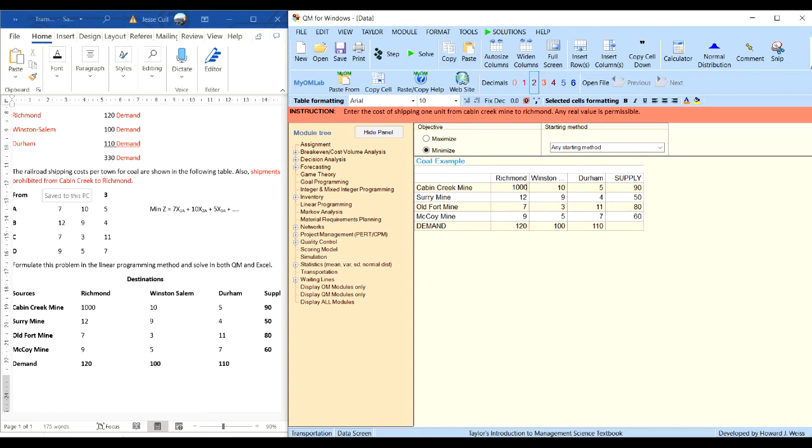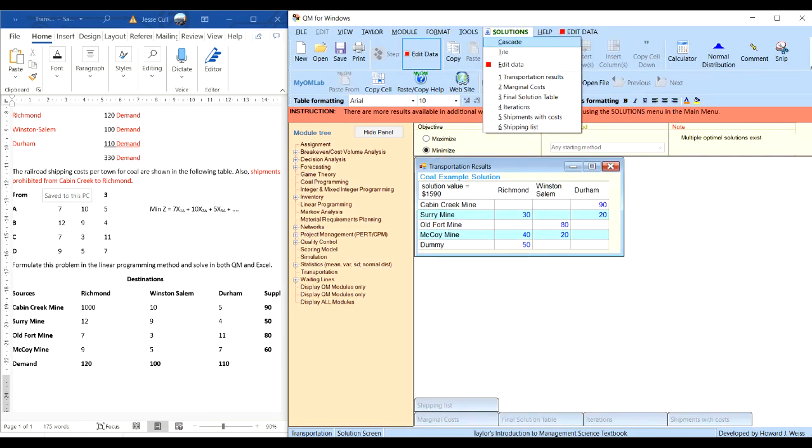We've had a brief look. Let's see if our results are similar to what we expect. All of our relevant information has been added. We hit the solve function. And we see here, Durham, as we suspected, gets all of their coal from Cabin Creek and Surrey. Winston, as we suspected, gets all of it from Old Fort and McCoy, and Richmond kind of gets the leftovers.